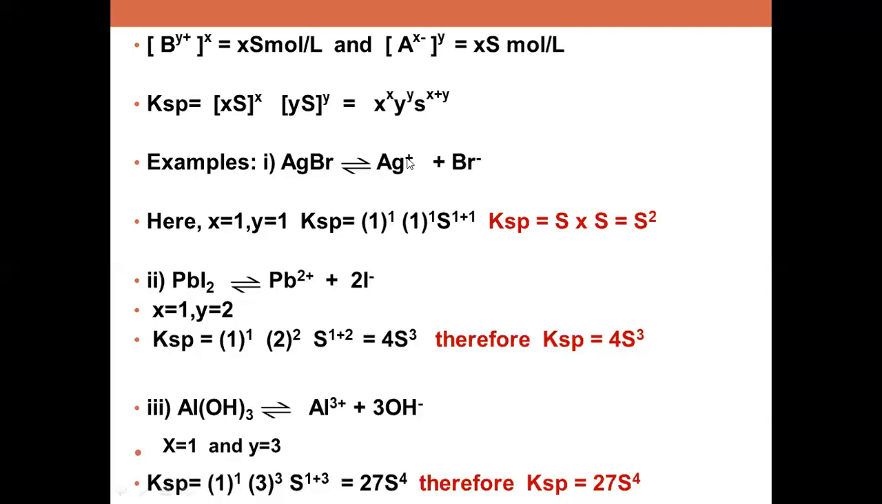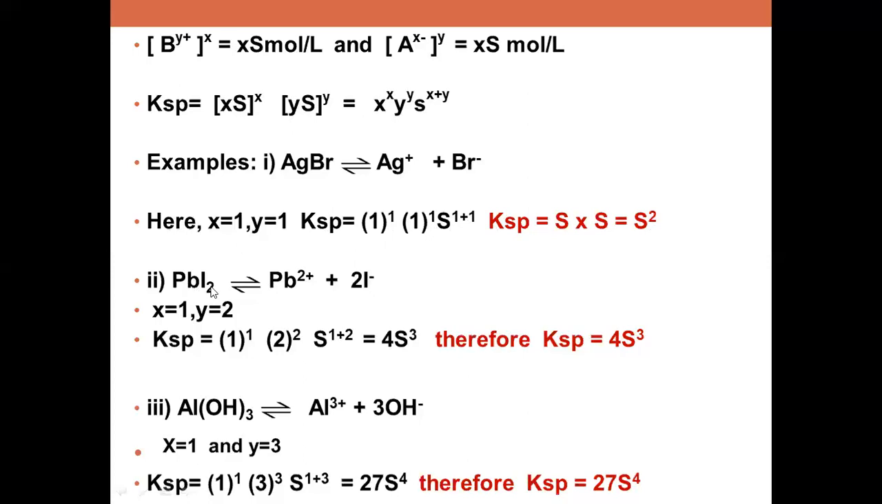आणि s म्हणजे या ठिकाणी Ag आणि Br हा कॉमन s निघाला आणि याचा 1 आणि याचा 1, therefore s raised to 1 plus 1. आणि मग काय आलं, या ठिकाणी 1 गुणिले 1 त्याची एकच किंमत आली आणि s चं काय आलं, 1 plus 1 that is equal to 2, therefore 1 s2 that is equal to s2. लक्षात तुमच्या? म्हणून solubility product of AgBr is s square.